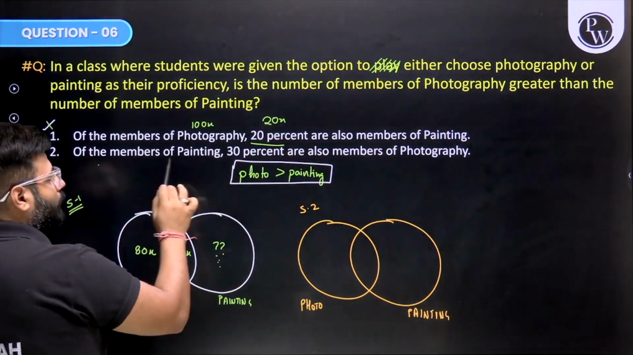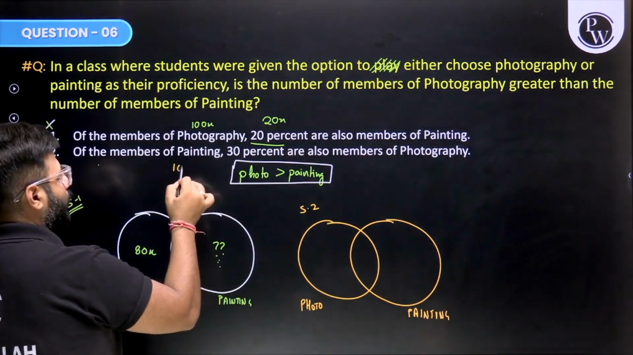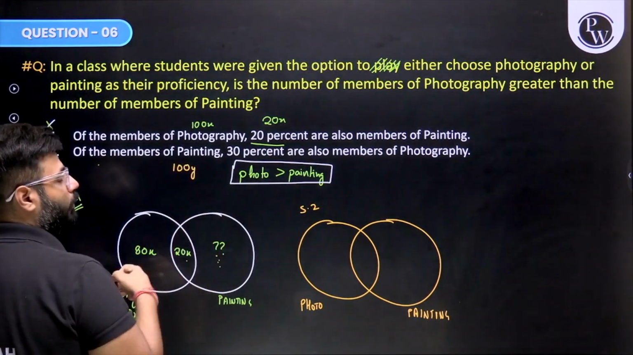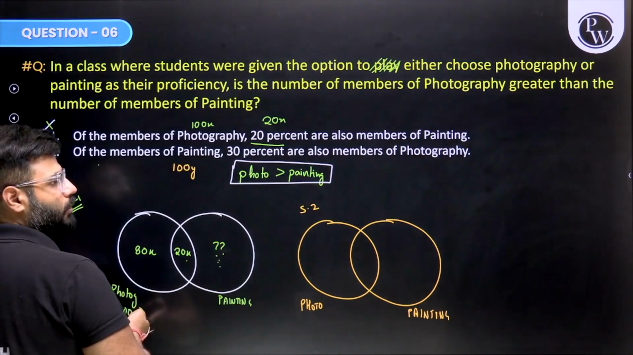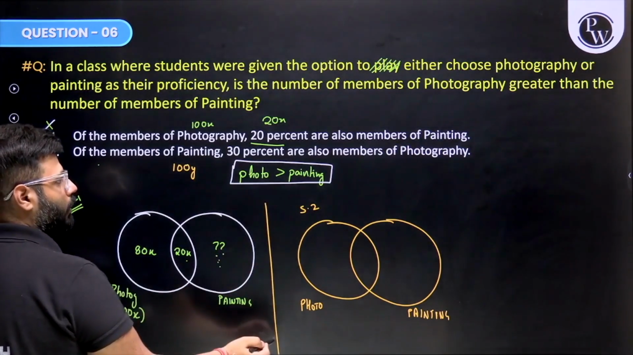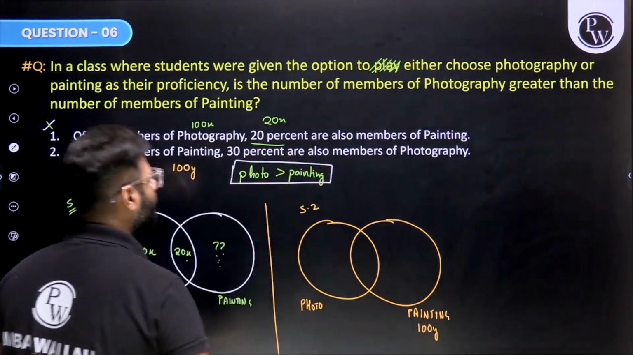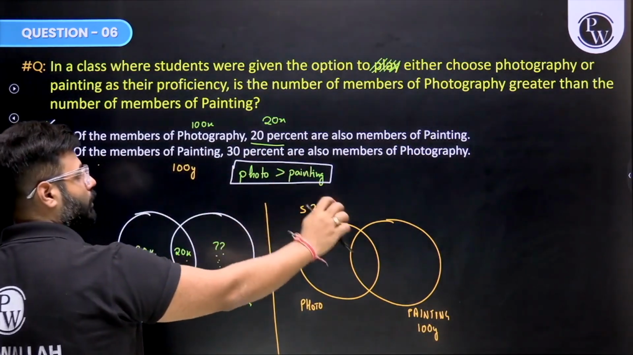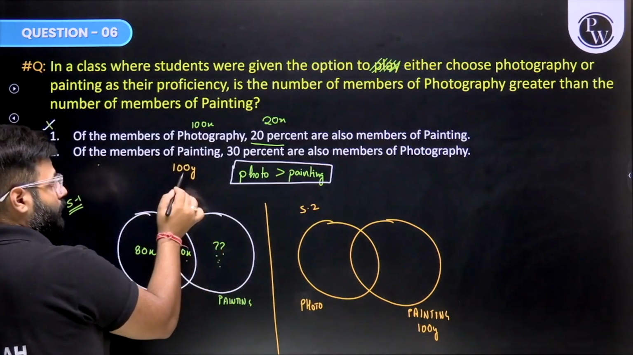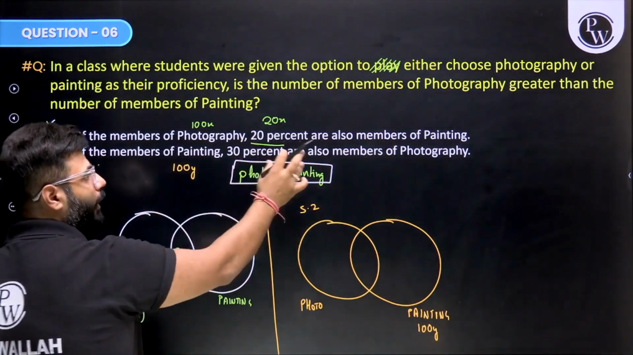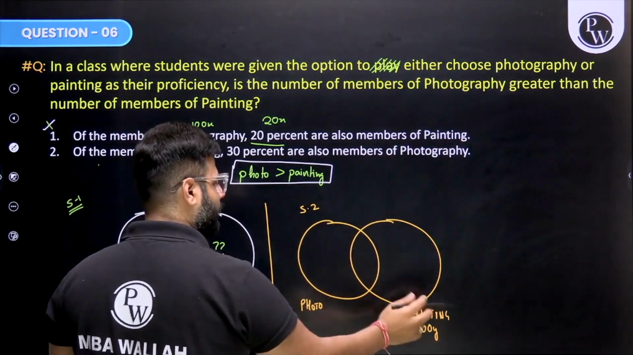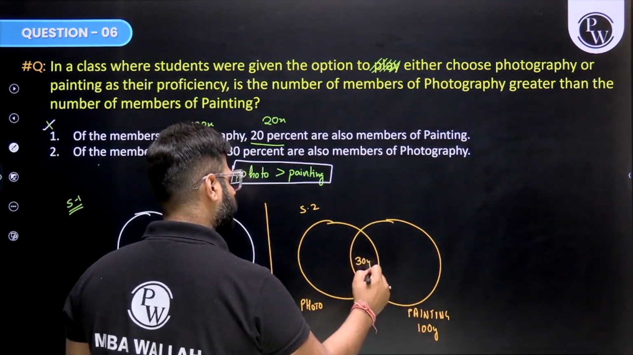Now, of the members of painting, again assume this 100y. Why not 100x? Because we've already assumed this. One variable has been taken away. So, assuming this as 100y, 30% of what? 30% of these members, that is 30y. 30y are also photography. So out of this 100y, 30y are also photography.